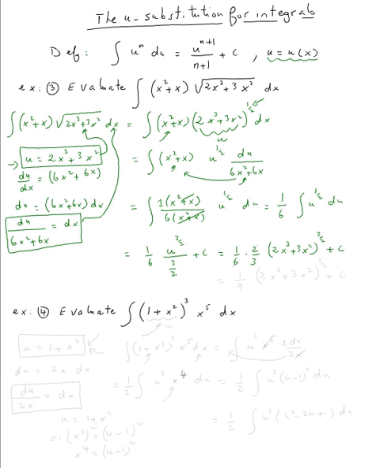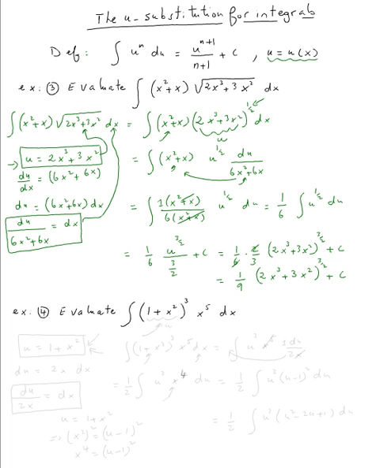The rest is just simplifying. This is the same thing as 2 over 18. So 1 times 2 is 2. Then 2 over 18 is, getting rid of the 2 from here and the 2 from here, 1 over 9. So 1 over 9 times (2x cubed plus 3x squared) everything to the 3/2 plus C. So that's our first example.